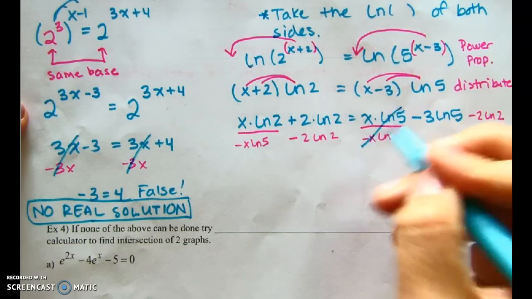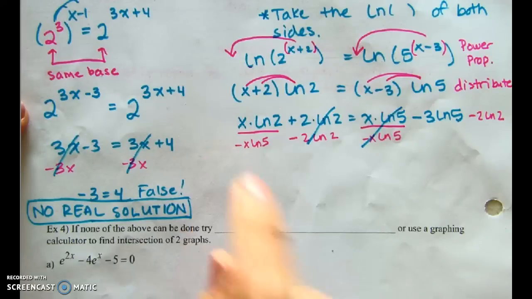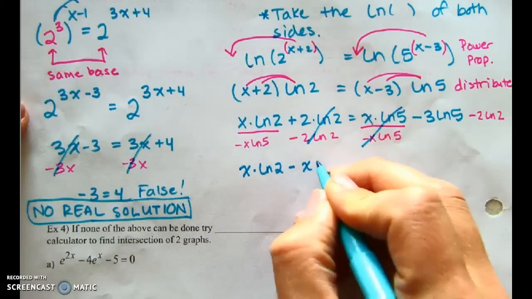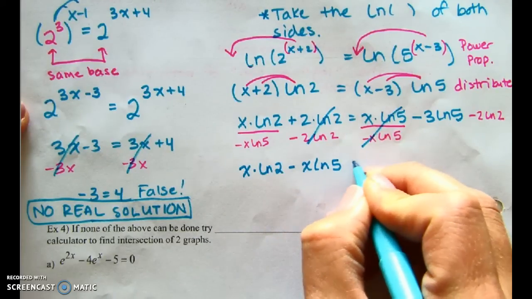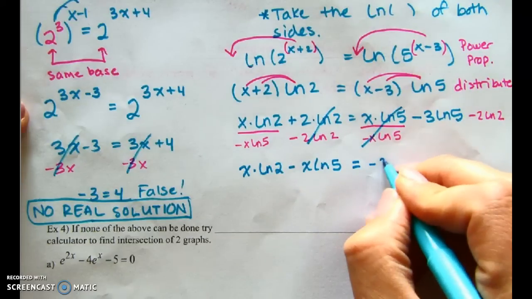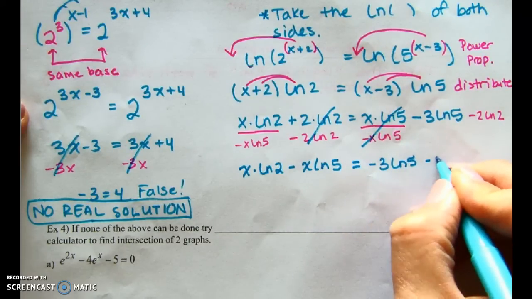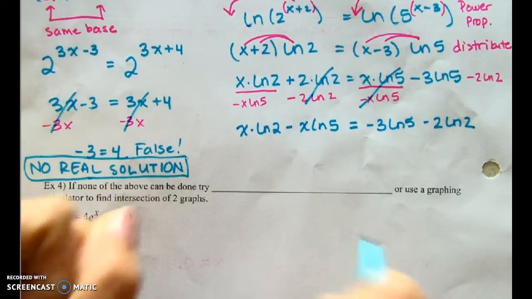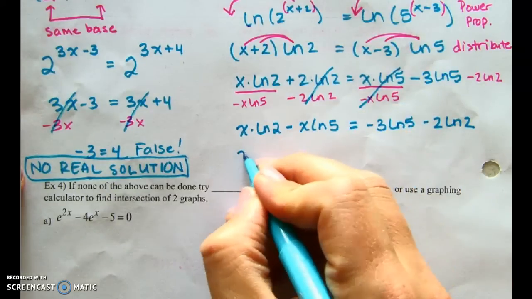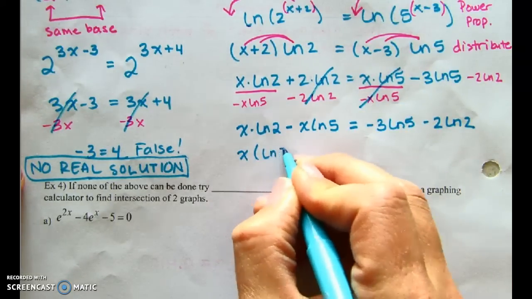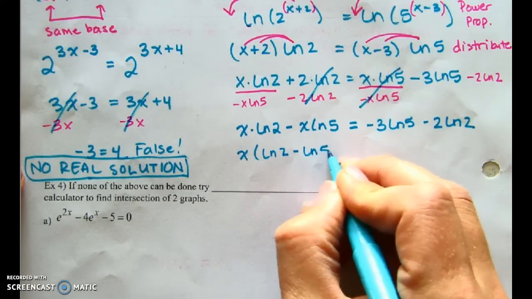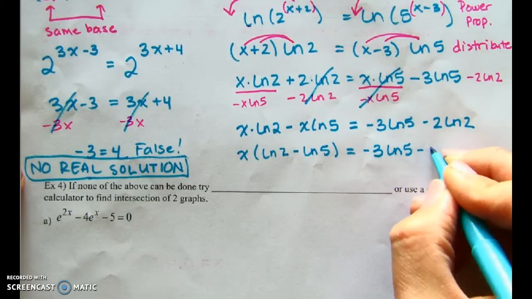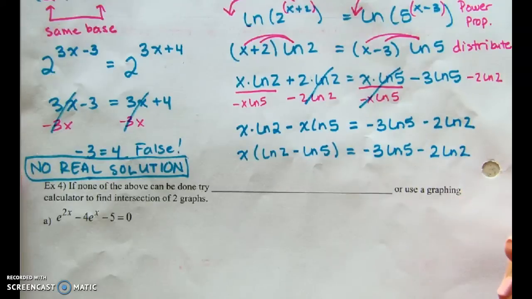Now, this is not a division, the line is a little weird. We're subtracting. X times the ln of 2 minus x times the ln of 5 equals negative 3 ln of 5 minus 2 ln of 2. You should feel the weight of this problem. This is actually a preview into a calculus problem called implicit differentiation. I'm talking calculus while trying to do algebra 2, which is now called math 3.